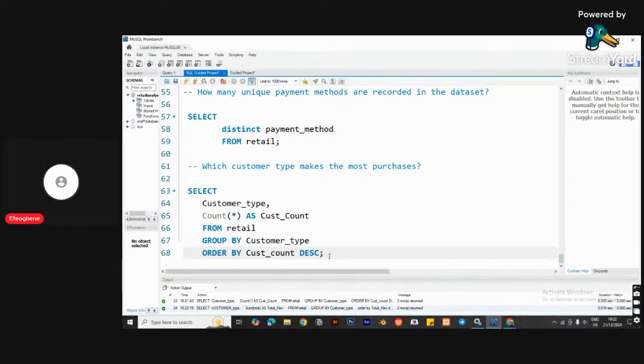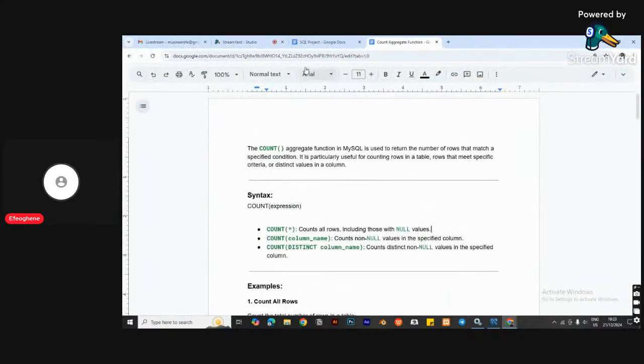There's not always a correlation between them, but in this case there's a strong correlation because members make the most purchases and they generate the most revenue for us. All right, so I think that's it for this question. We've answered this, so let's check the next question.